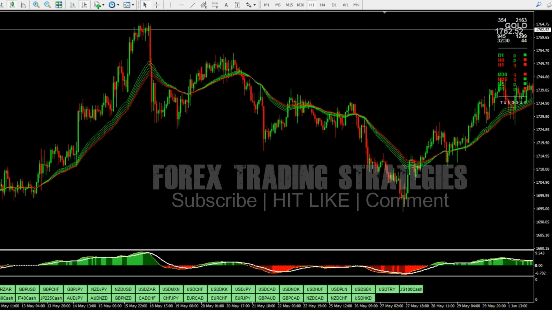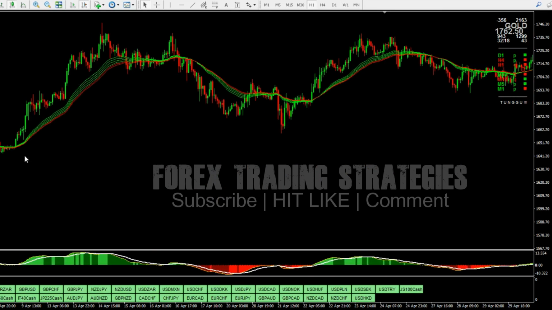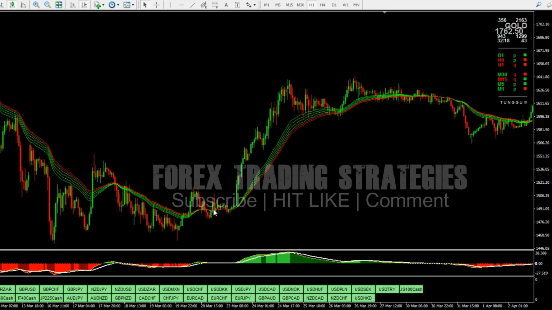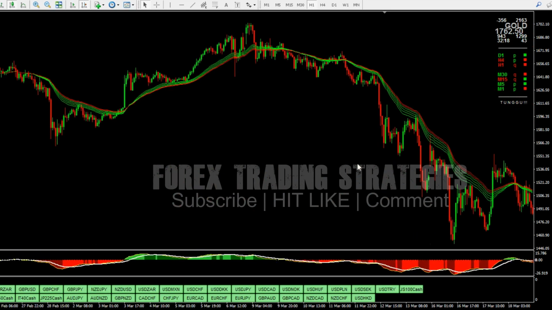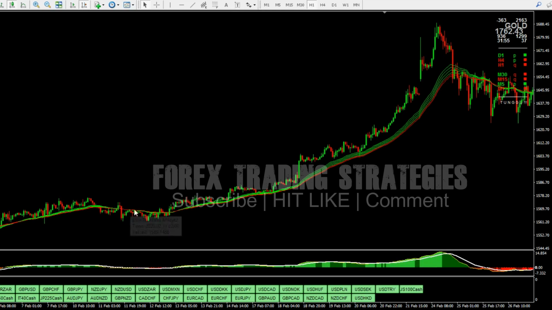Again, when the rainbow indicator is like this, don't enter the market. When it's like that, don't enter the market. No trades. Don't trade here. Only when it starts fanning out, that's when you enter a trade. Here, don't enter. So that's the basic rules.